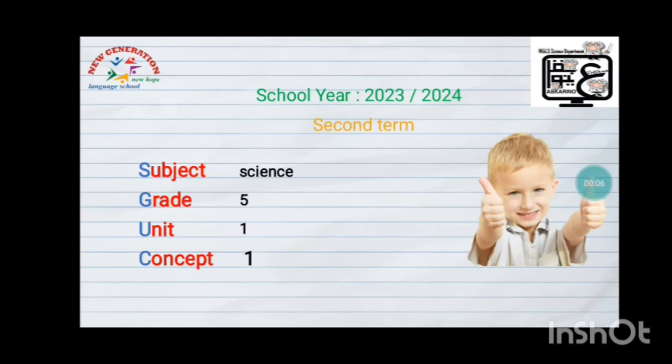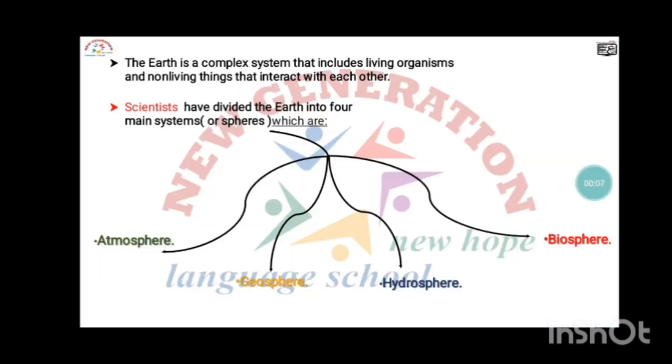Today we are gonna talk about Earth's systems. The Earth is a complex system that includes living organisms and non-living things that interact with each other.